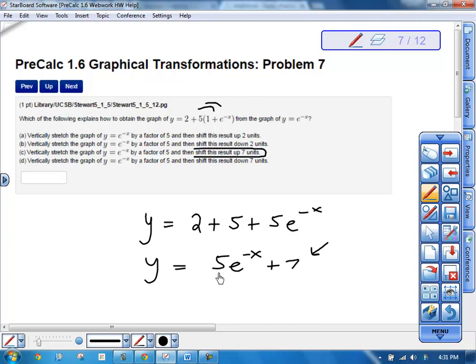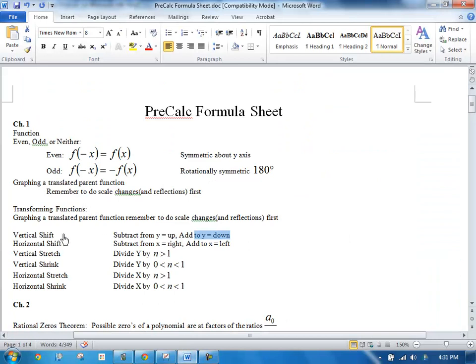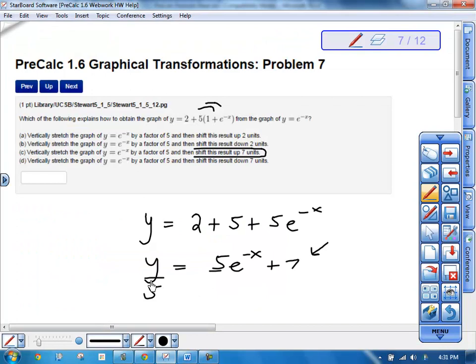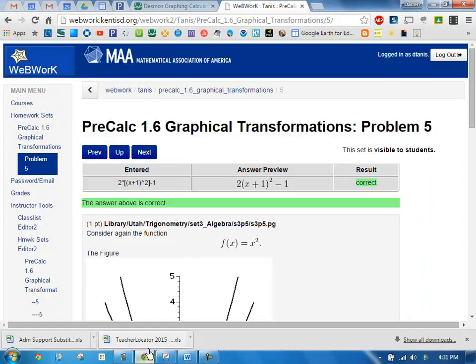And it's also this 5 right here. If you divide y by it, move it over here. On the formula sheet, we talk about how that's a vertical stretch, I'm sorry, right here, because you're dividing y by a number bigger than 1. If you divide y by a number bigger than 1, it's a vertical stretch. So it's also a vertical stretch. So it's c.